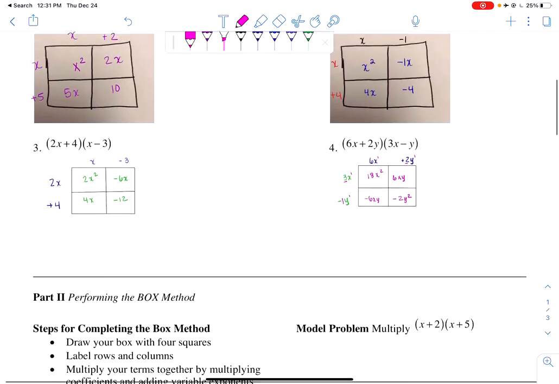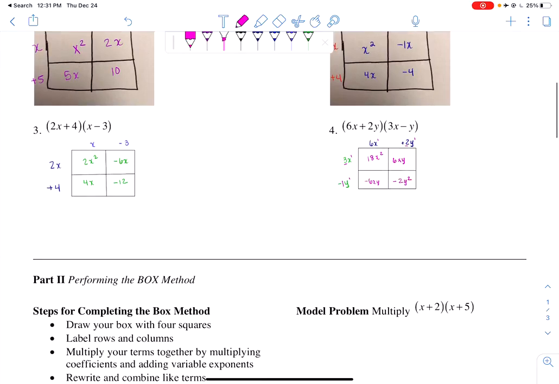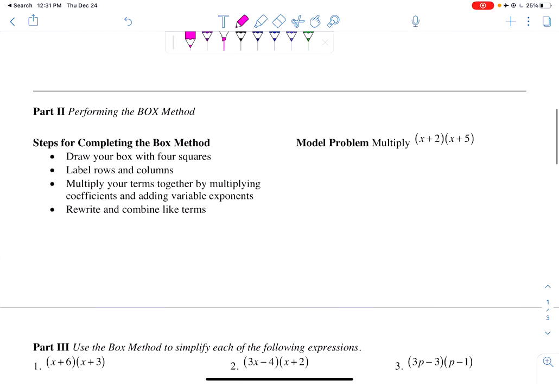So you're probably wondering, okay, now Mr. O'Sullivan, Ms. Townsend, Ms. Jimenez, now that I did all that work, what do I do now? Well, here's what you do. Part 2, now we're actually going to perform the box method. The steps are straightforward. You're going to draw your box with 4 squares, label your rows and your columns, multiply your terms together by multiplying the coefficients, add the variable exponents, and then rewrite and combine like terms.